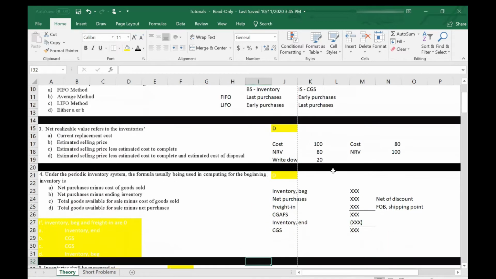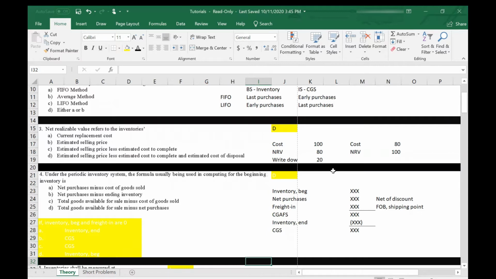Number three, how do we compute for net realizable value? The answer here is letter D, no? Estimated selling price less estimated cost to complete and estimated cost of disposal. So as you can see, it's usually estimated. The companies usually just estimate those items because futuristic sila eh.